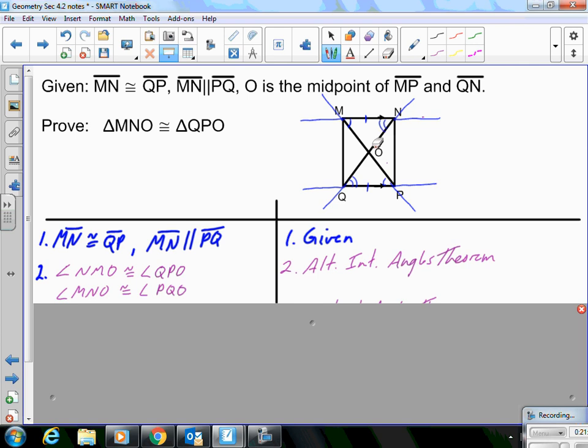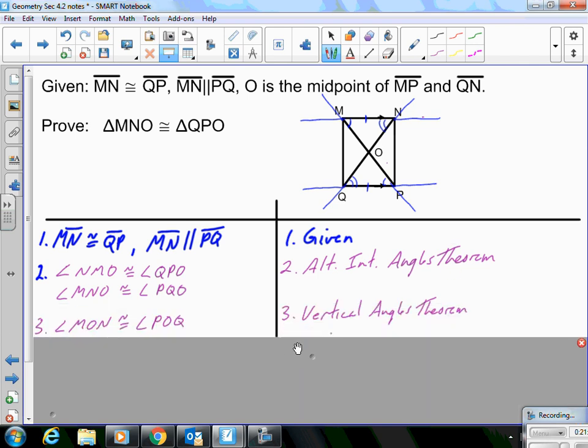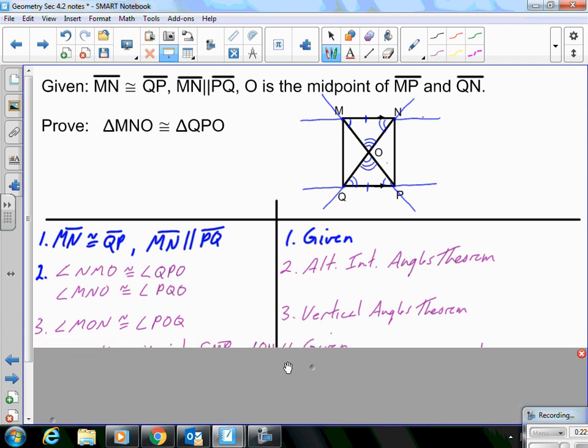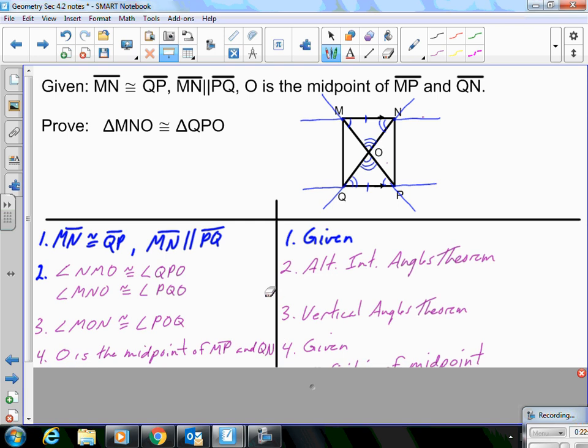So right now we've got two angles and one side congruent to two angles and one side. Then from there, we know that these two are vertical angles. MON and QOP are vertical angles. So by the vertical angles theorem, MON and POQ would be congruent to each other. And then we kind of run out of stuff we can do, so we bring in the other part of the given. O is the midpoint of MP and QN. That's given.